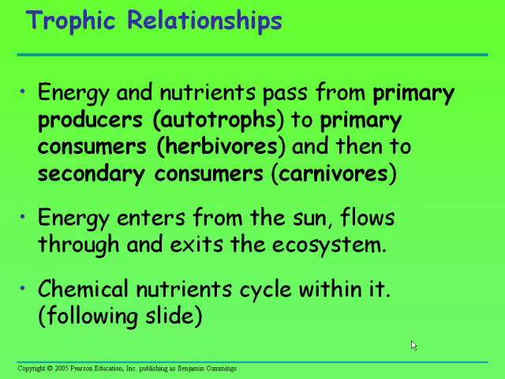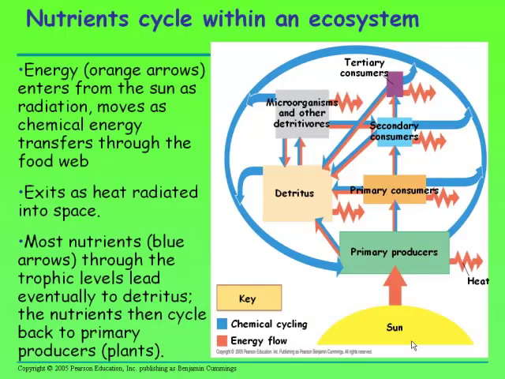Energy and nutrients pass from primary producers, autotrophs, plants, to primary consumers, herbivores, organisms that eat the plants, and then to secondary consumers, carnivores, that eat the herbivores. Energy enters from the sun, flows through the system, and exits the ecosystem. This is showing how nutrients cycle within an ecosystem. Energy enters, flows through, and exits an ecosystem, whereas chemical nutrients cycle primarily within it.